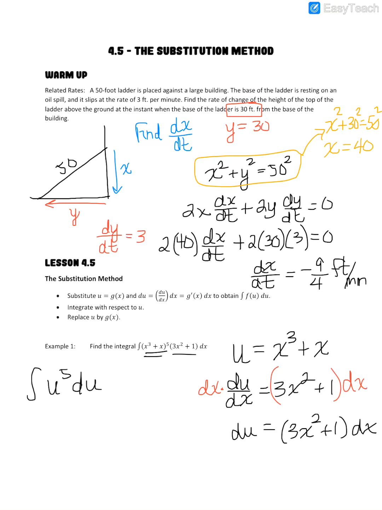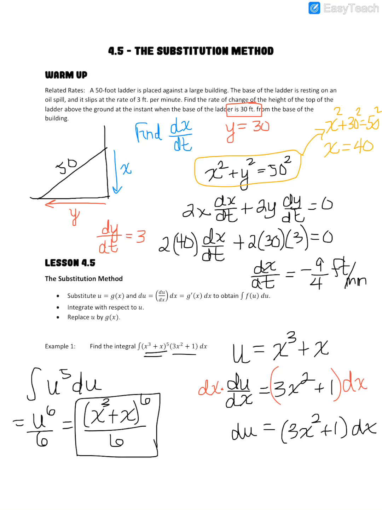So this is going to equal u to the 6th over 6. And the last step is to plug back in for u. So my final answer is going to be x cubed plus x, to the 6th, over 6.